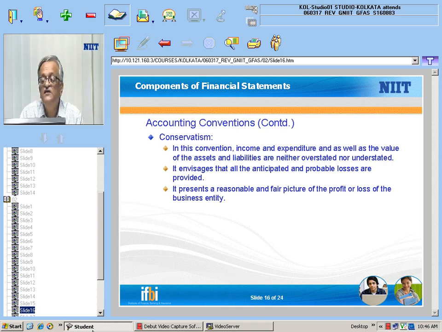Someone from Dhanbad again is asking the full form of CFMA. Sorry, I don't know the full form of CFMA.